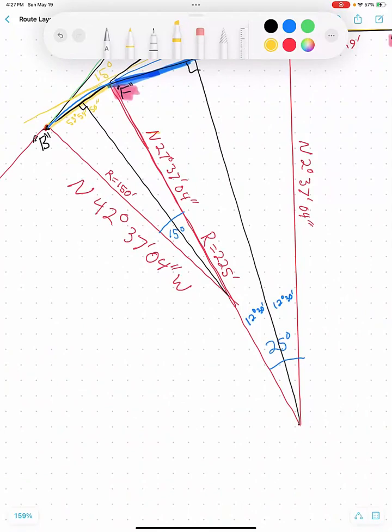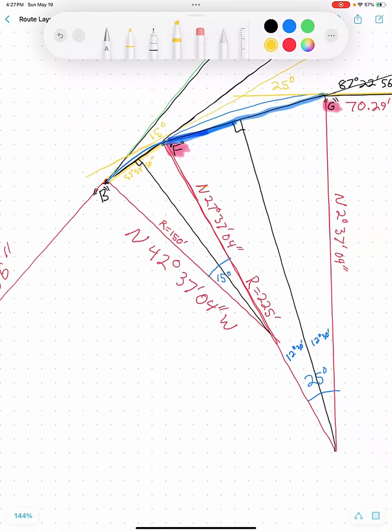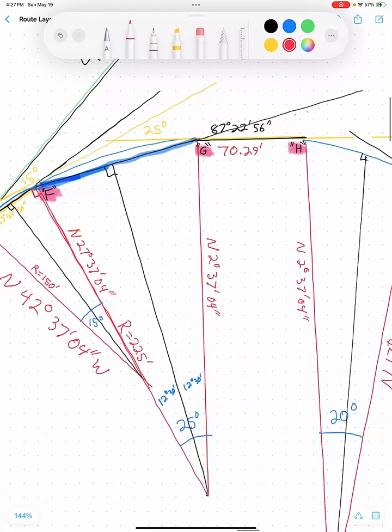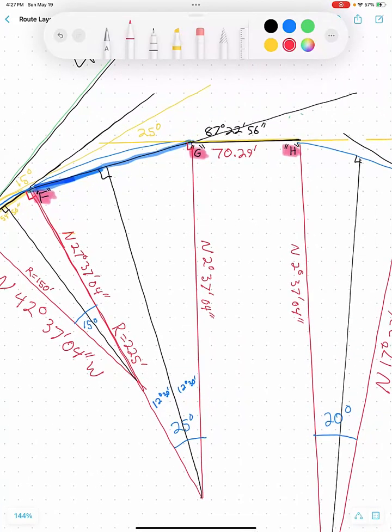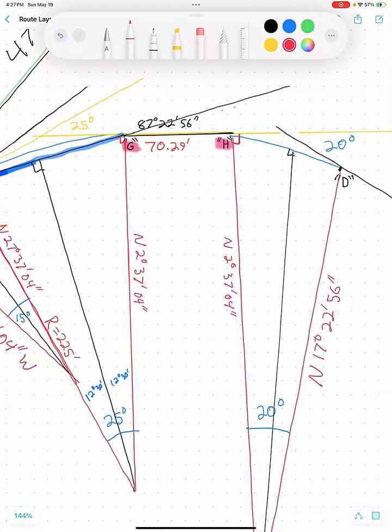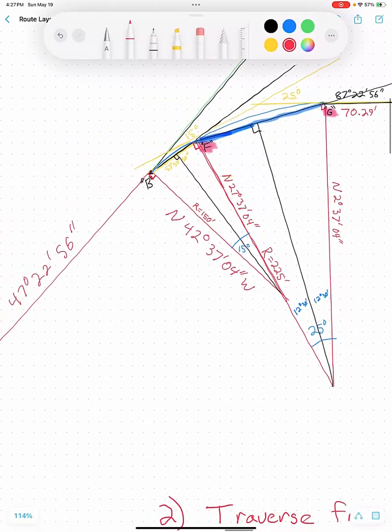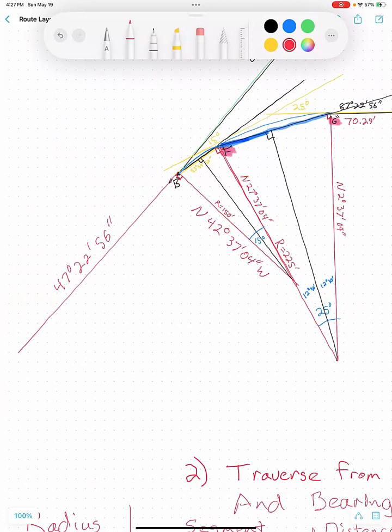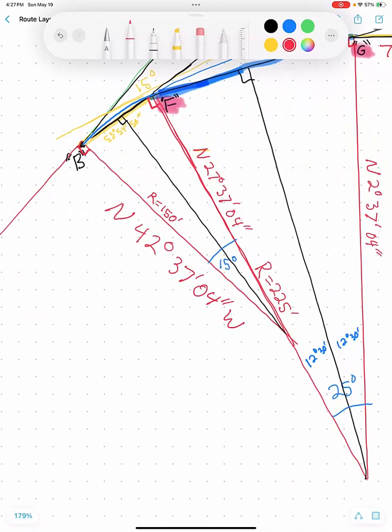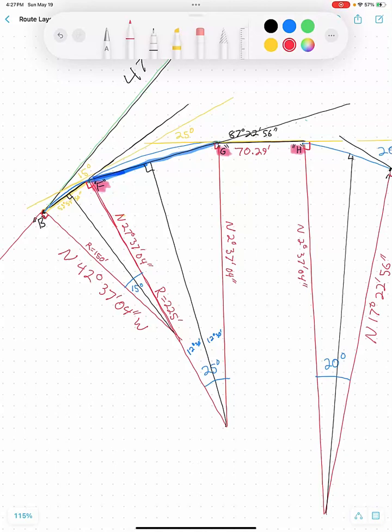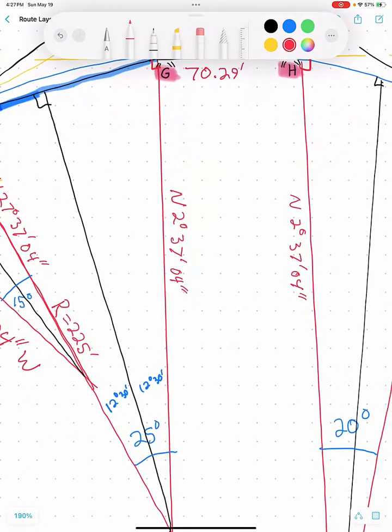If you'll note, I also factored in that we have 90-degree angles at all of these points, because these are tangents, theoretically tangent, tangent, and tangent. So all I did was subtract 90 from 47, 22, 56. That gives us north 47, 32, 4. Then add 15. That gives us 27, 37, 4. Add another 25. That gives us 2, 37, 4.